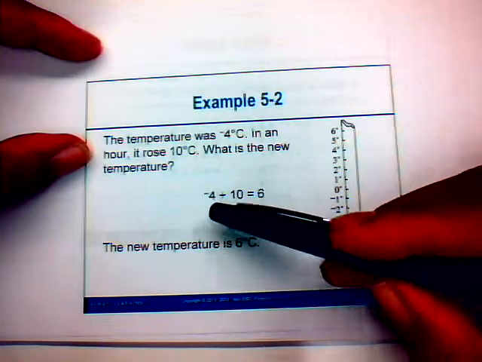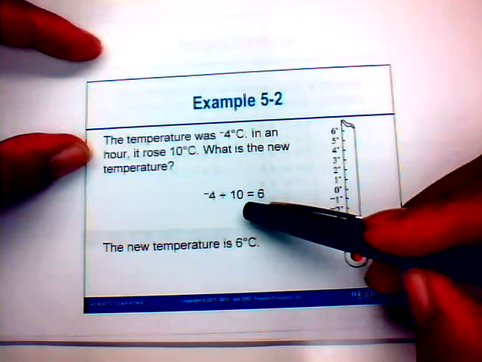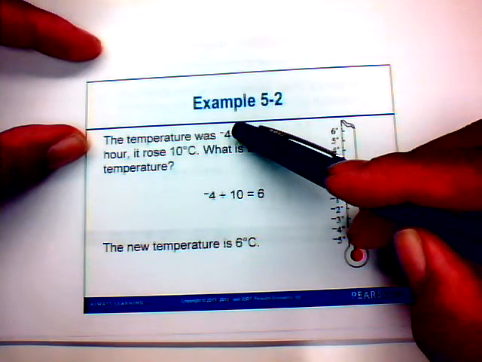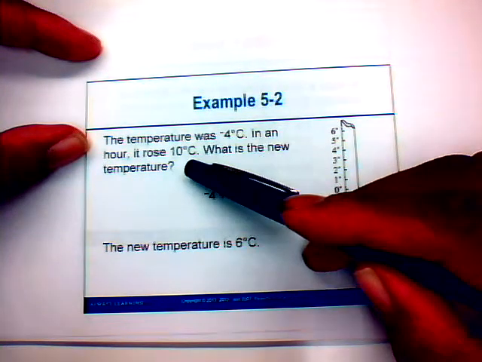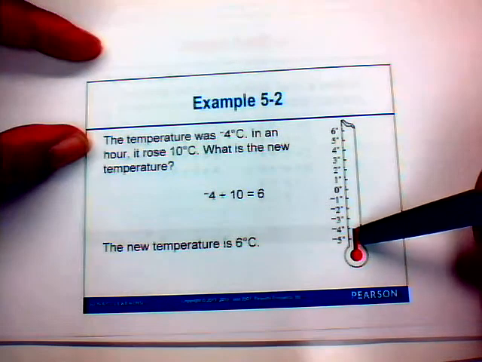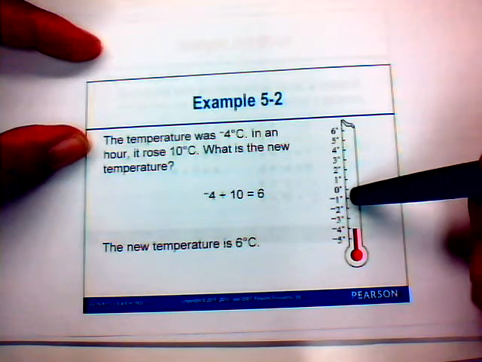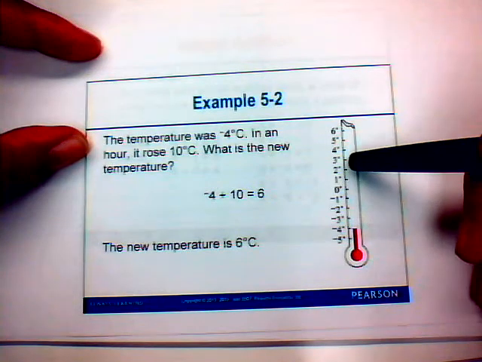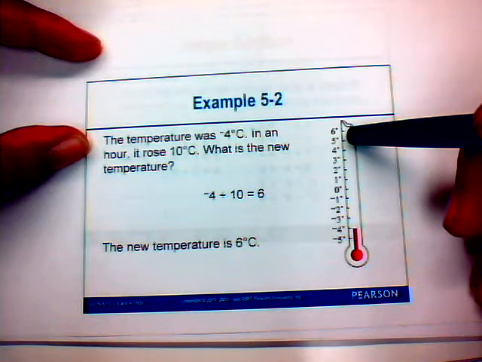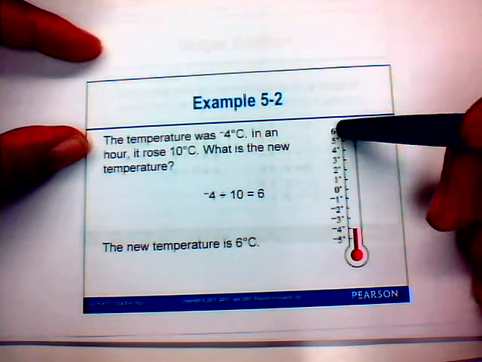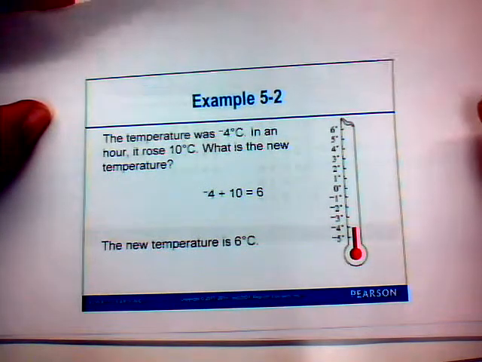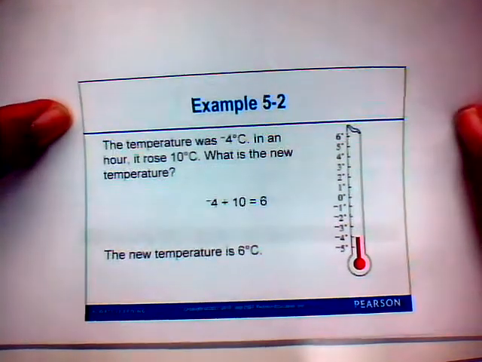Okay. This is a representation of integer addition. We have negative 4 plus 10, because it started off as negative 4 degrees Celsius and rose 10 degrees Celsius. So we go up 1, 2, 3, 4, 5, 6, 7, 8, 9, 10, which means the temperature ended up at 6 degrees Celsius. So the new temperature is 6 degrees Celsius.